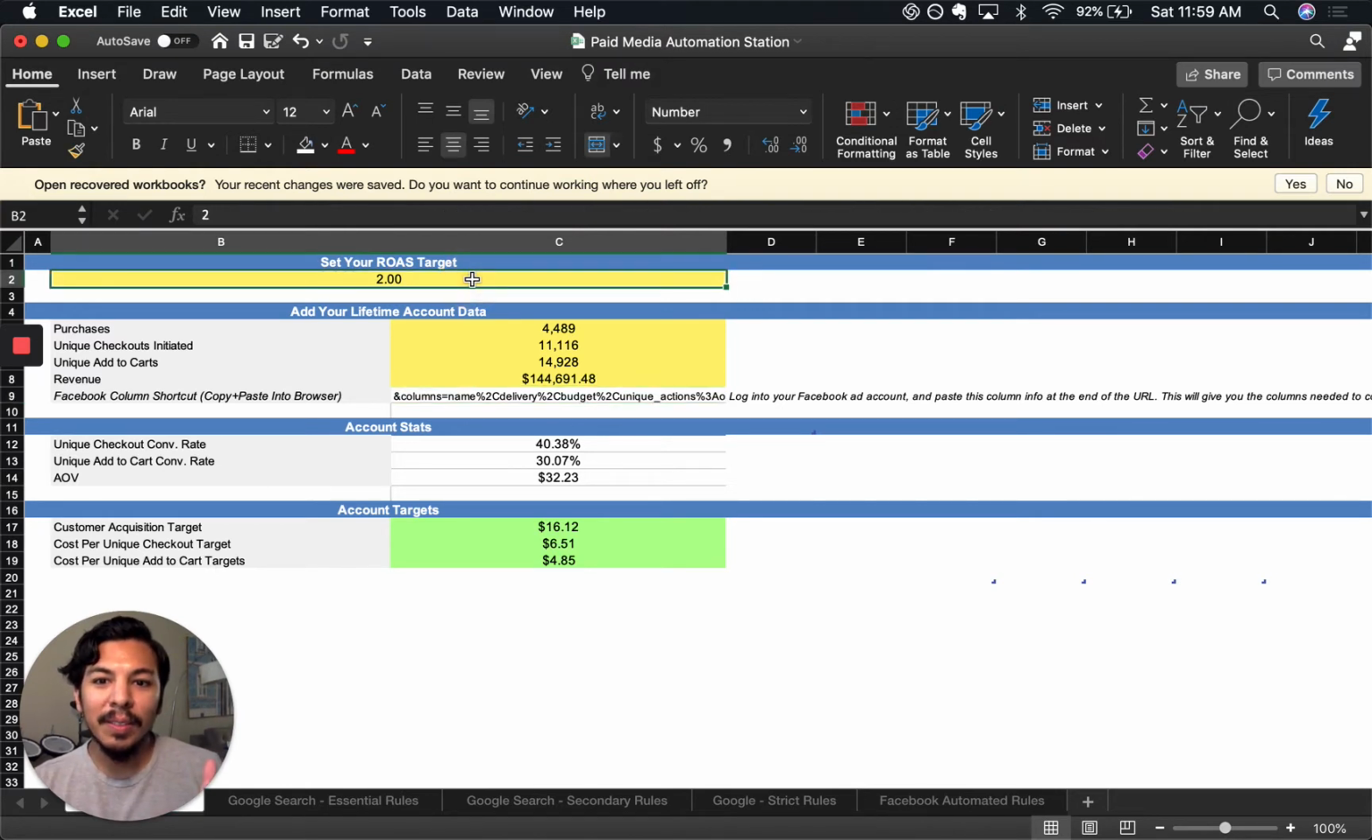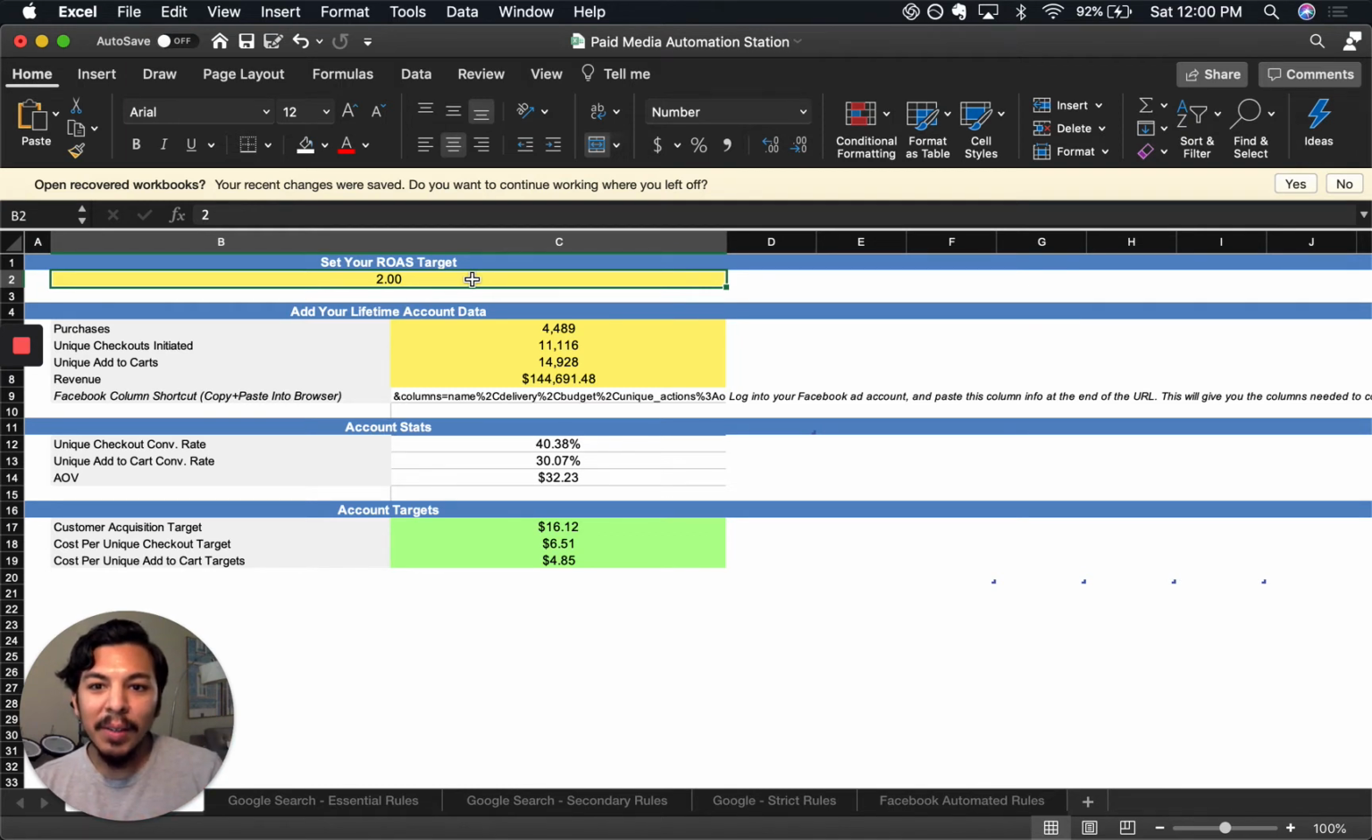And so this stands for return on ad spend. In Facebook, they spell it out like this. There's a website purchases ROAS metric that you can track in there. And in Google, this is usually referred to as conversion value over cost. And so really what this is, it's your revenue divided by your ad spend.